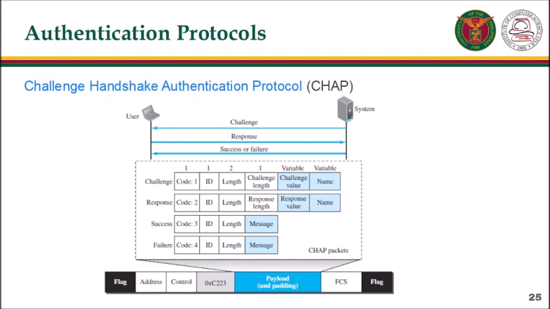CHAP packets are encapsulated in the PPP frame with the protocol value C223 in hexadecimal. There are four CHAP packets: challenge, response, success, and failure. The first packet is used by the system to send the challenge value. The second is used by the user to return the result of the calculation. The third is used by the system to allow access to the system. The fourth is used by the system to deny access to the system.